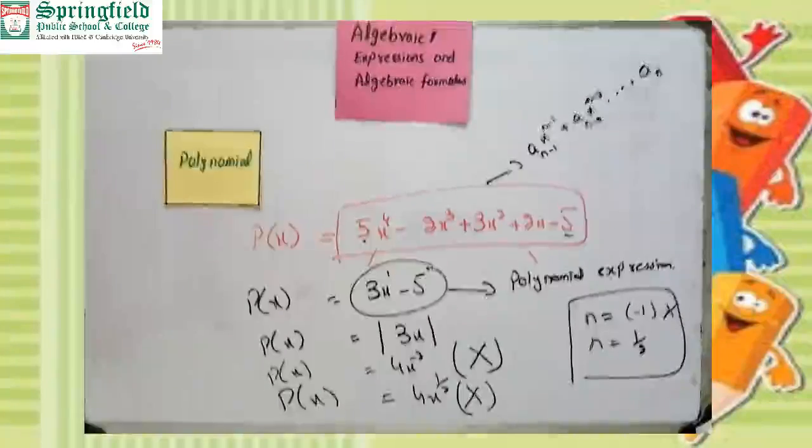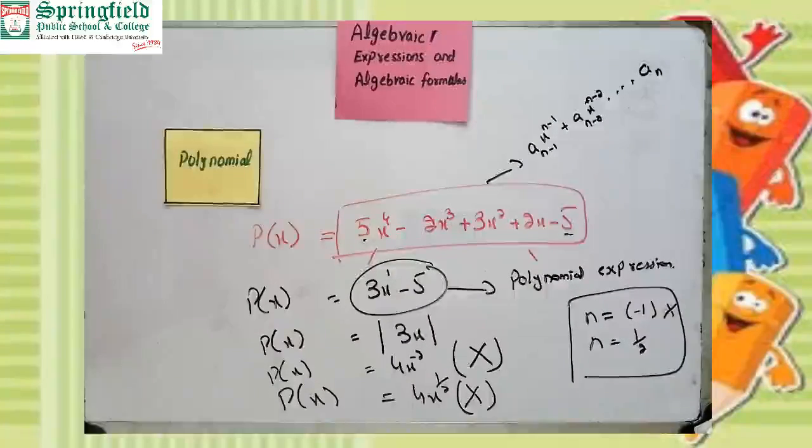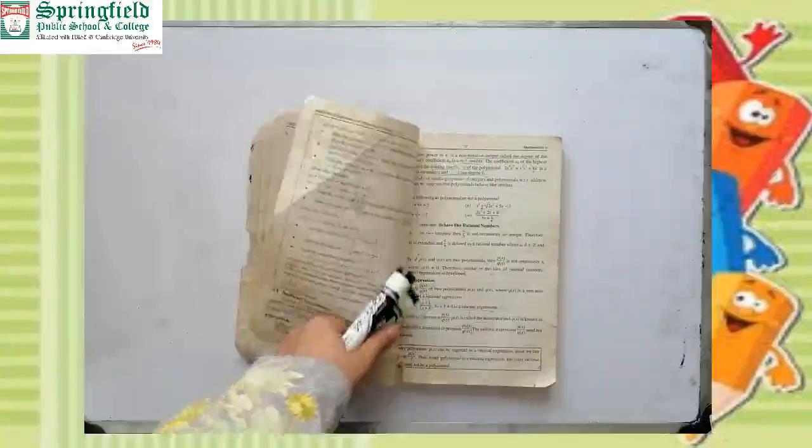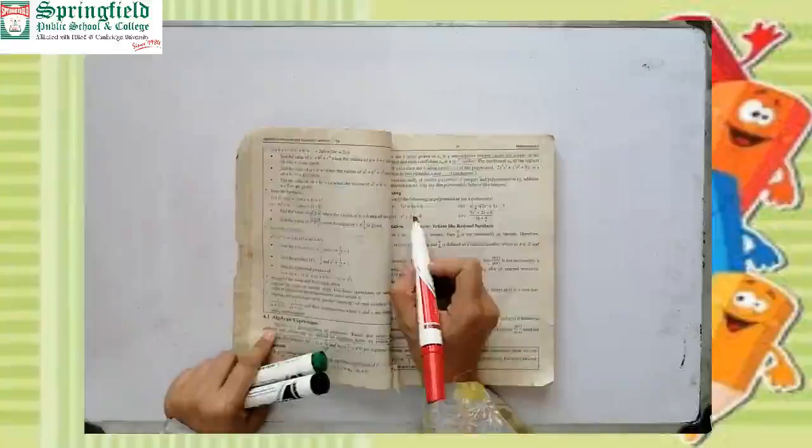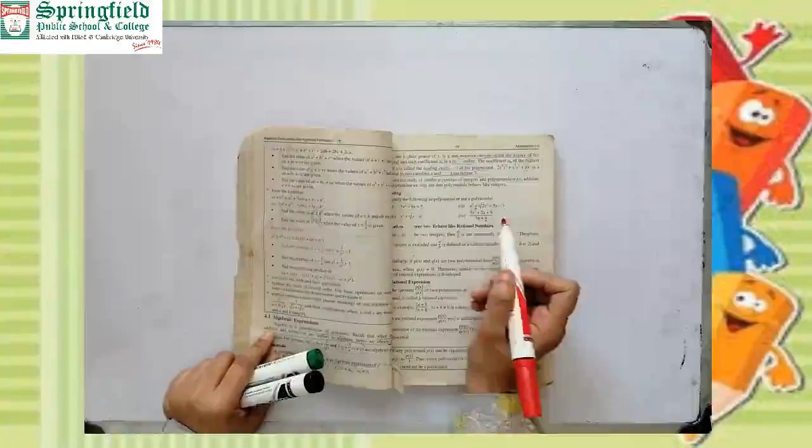Now come to the next one and take out your book. Turn to page number 77. Okay, page 77, and the exercise is testing, which means identify which one is a polynomial and which is not a polynomial.